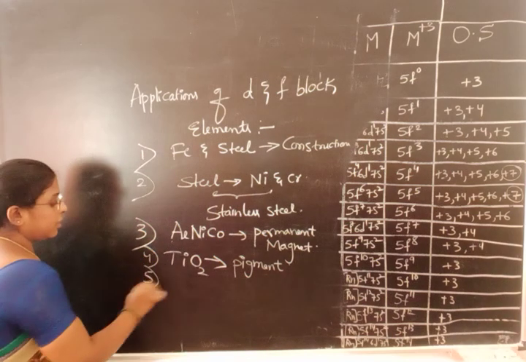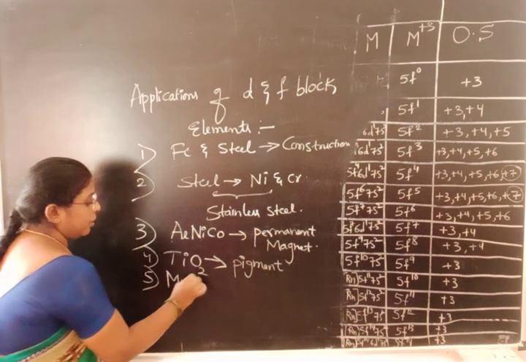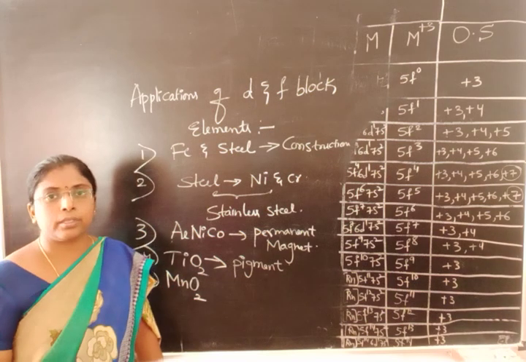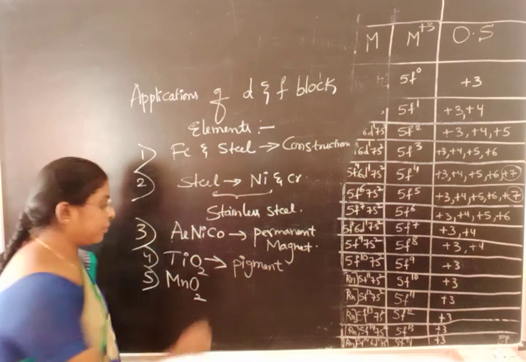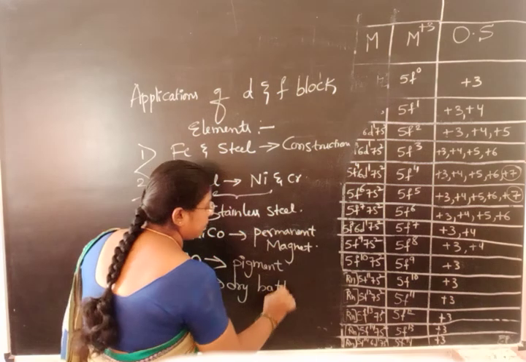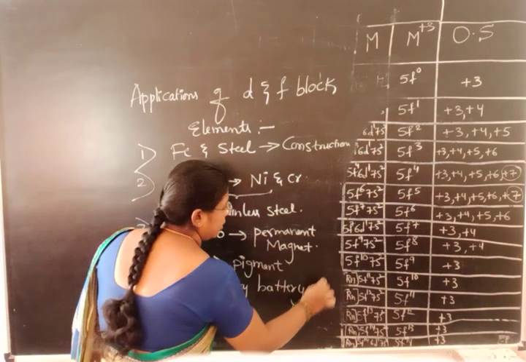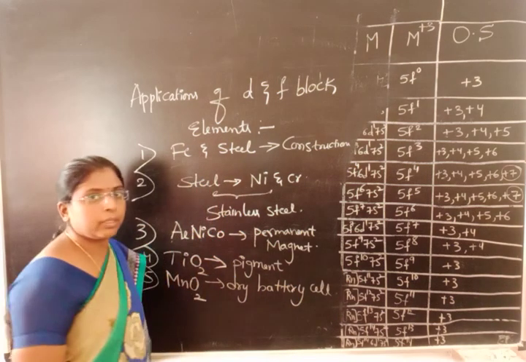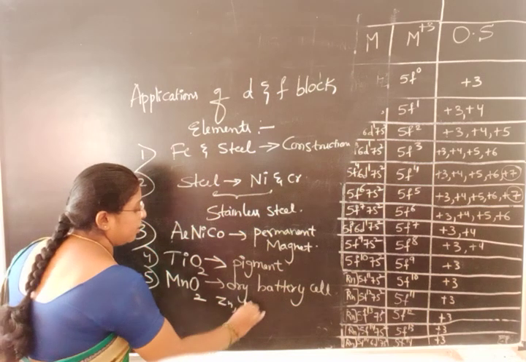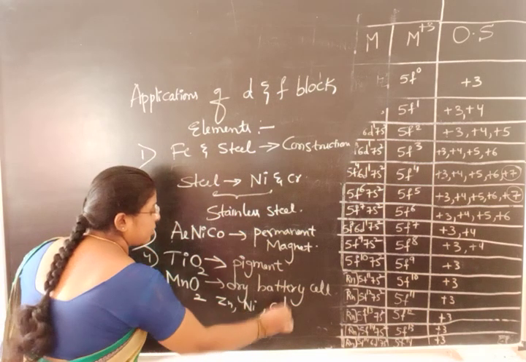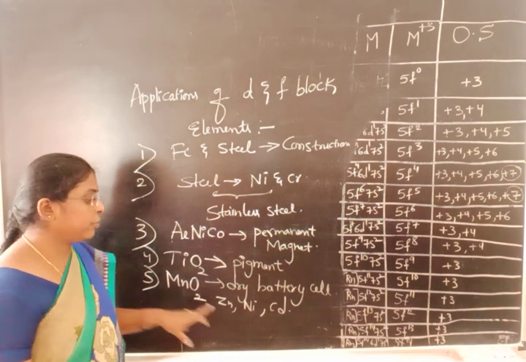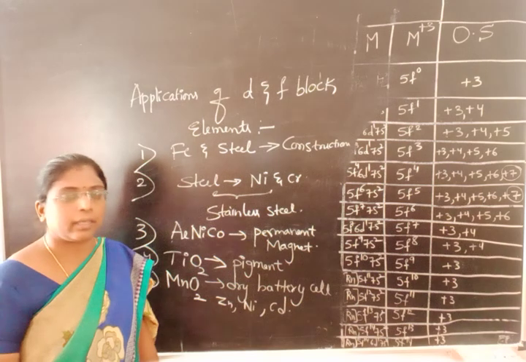Next use comes here, MnO2. MnO2, manganese dioxide, is used in the dry battery cell. In the dry battery cell, along with MnO2, we use zinc, nickel as well as cadmium.